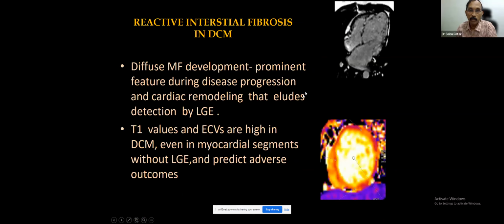So the reactive interstitial fibrosis in dilated cardiomyopathy is quite a prominent feature in disease progression and cardiac remodeling, and sometimes it can elude detection by the late gadolinium enhancement. T1 values and ECVs are higher even in segments without LGE, and can predict the adverse outcomes.